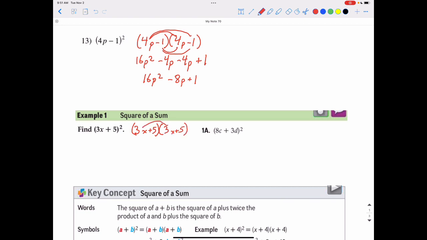So 3x times 3x is 9x squared. 3x times 5 is 15x. And then 5 times 3x, also 15x. 5 times 5 is positive 25. And then combine our like terms. 15x and 15x add up to 30x plus 25.